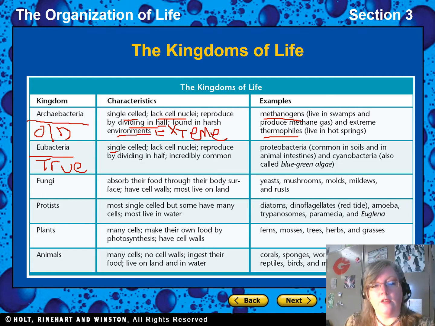So these are all single-celled. They do not have nuclei. That's how they got to be taken off of this box. Whoops, sorry. Let me undo that. Erase that one. Okay, back to the red pen. So the Eubacteria, they are single-celled. They don't have a nucleus. They also reproduce by fission, and these are the ones that are common everywhere. Protobacteria in soils and intestines, Cyanobacteria, also called blue-green algae. So these are some of the more common ones.